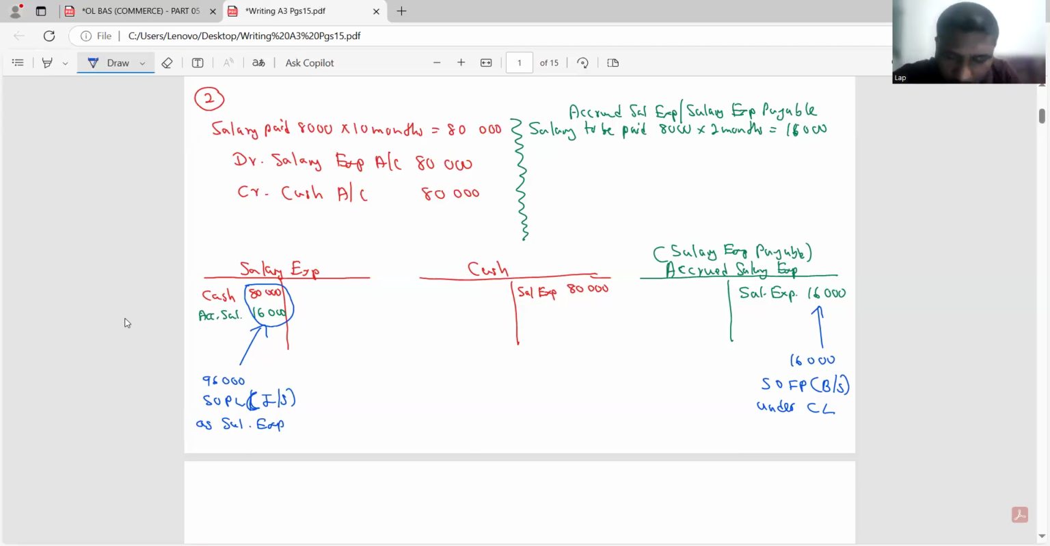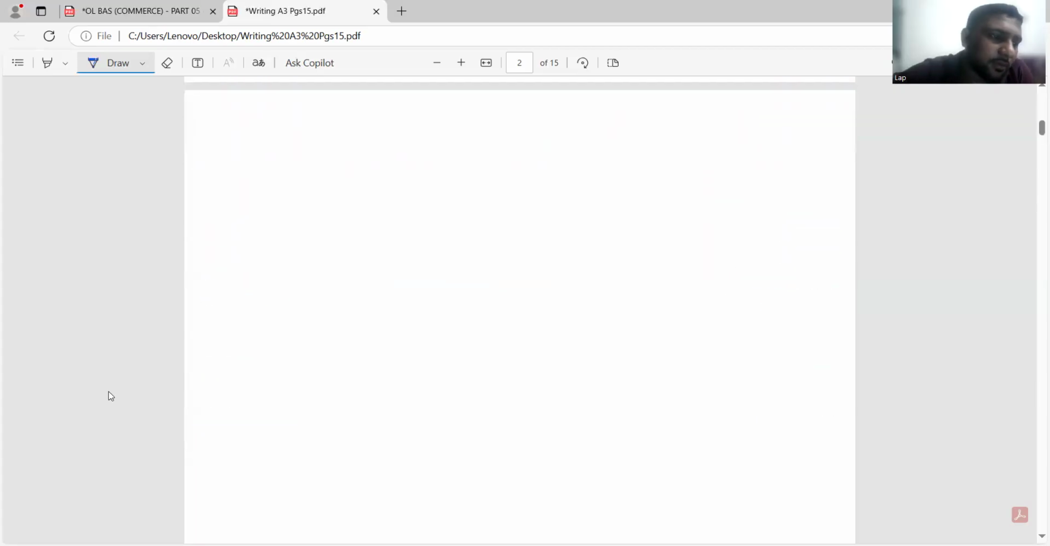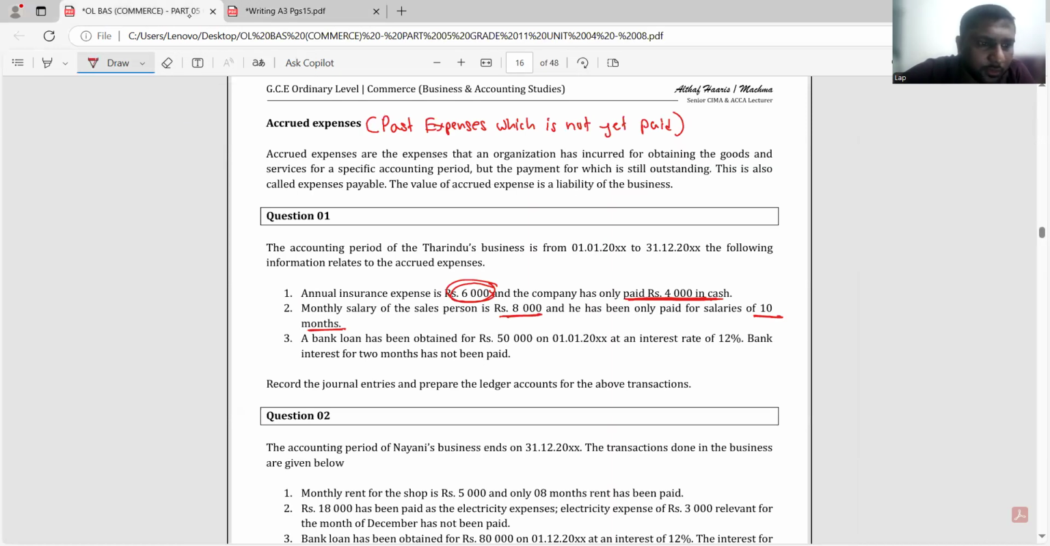Okay. Now let's move to the third one, Lamai. A bank loan has been obtained for rupees 50,000 and interest of 12%. Bank interest for 2 months has not been paid. So, Lamai, I'm not going to talk about the transaction relevant for the bank loan. Let me talk about the transaction relevant for the interest.